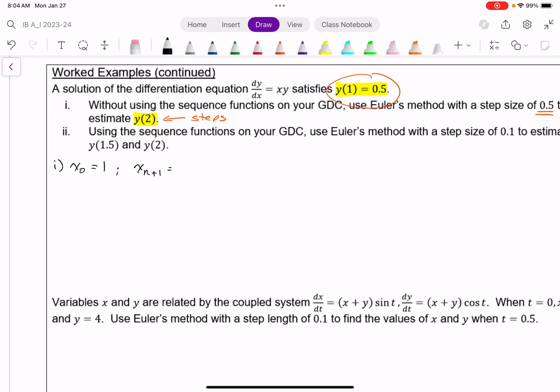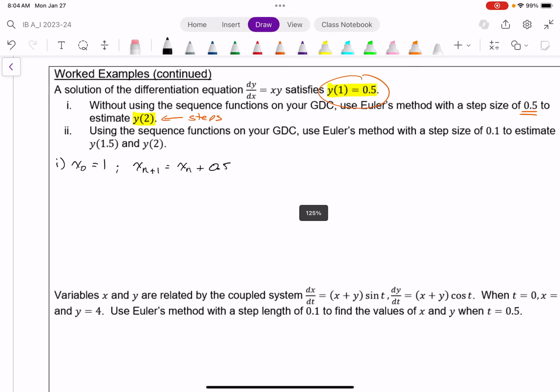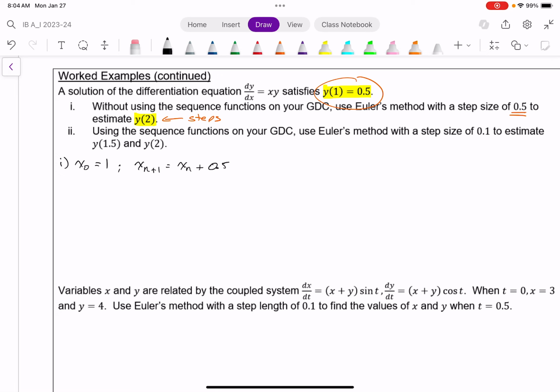Every next step of your iteration for x is going to start with your previous value for x plus the step size, which is just 0.5. And that's always going to be the case. Whatever the step size is telling us how large our steps are for x.